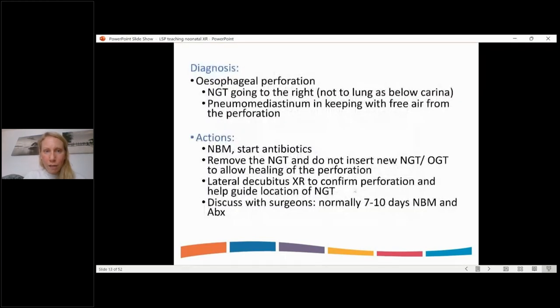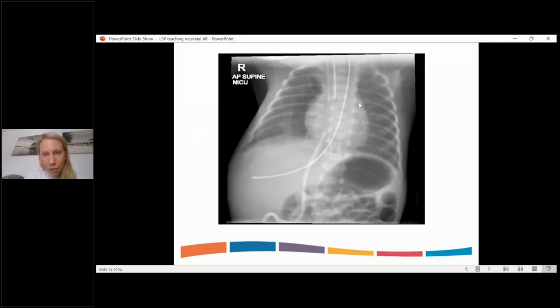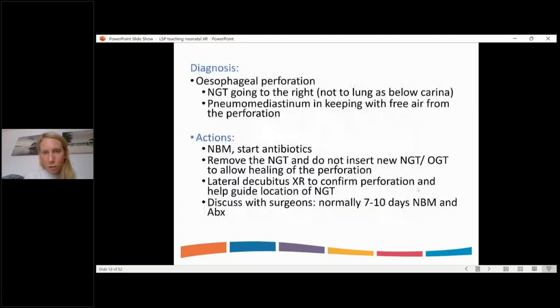So let's look at this one. What we've got is the NG tube is going to the right. I'm just going to show you with my mouse, because I believe you can see it: occasionally you can put an NG tube and it goes into the lung, but you can see the carina here. If it was going to go into the lung, it would follow here to be going in the right main bronchus. So it's not gone into the lung. It's gone below the diaphragm. And we know we've not got situs inversus because the stomach is here. So that raises the suspicion of perforation. And then we've also got this mediastinal air here, which also raises the suspicion of perforation.